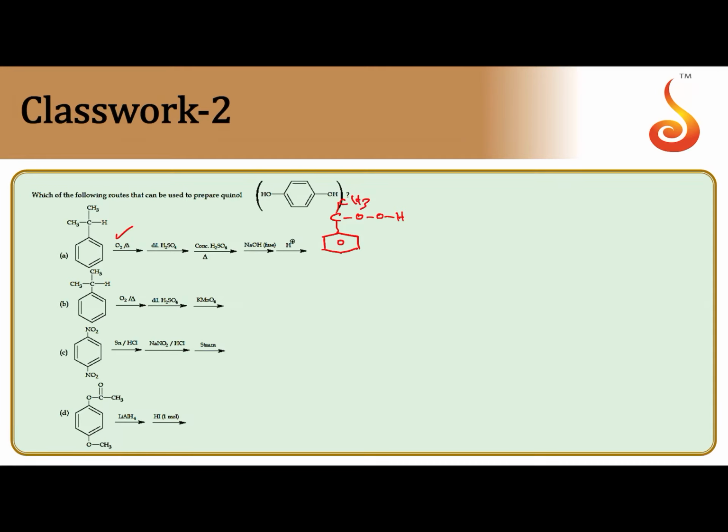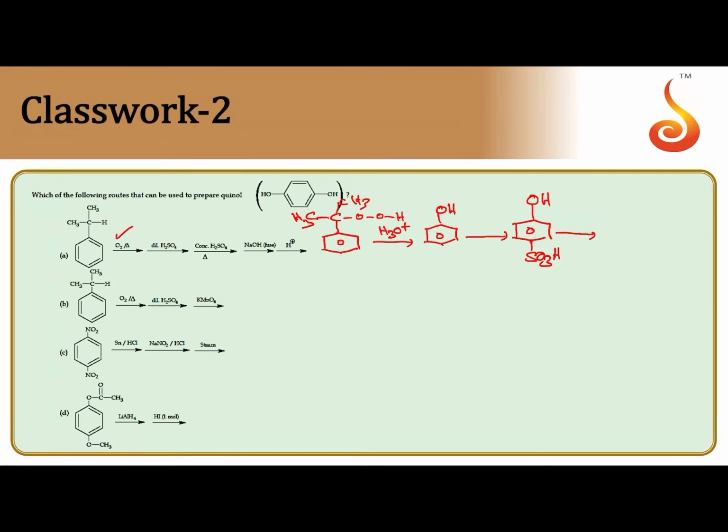This is cumene hydroperoxide. Then it is subjected to hydrolysis in the presence of dilute sulfuric acid. We can get phenol. After getting phenol, it is subjected to sulfonation with concentrated sulfuric acid. So an SO3H group is introduced at the ortho position as well as at the para position. Let us take para. So para-hydroxybenzene sulfonic acid.